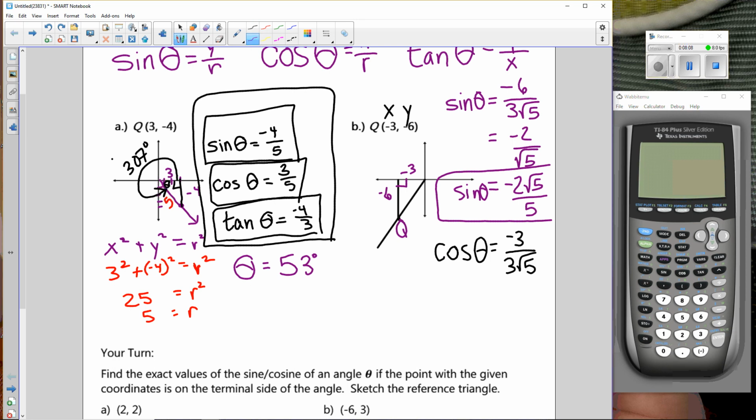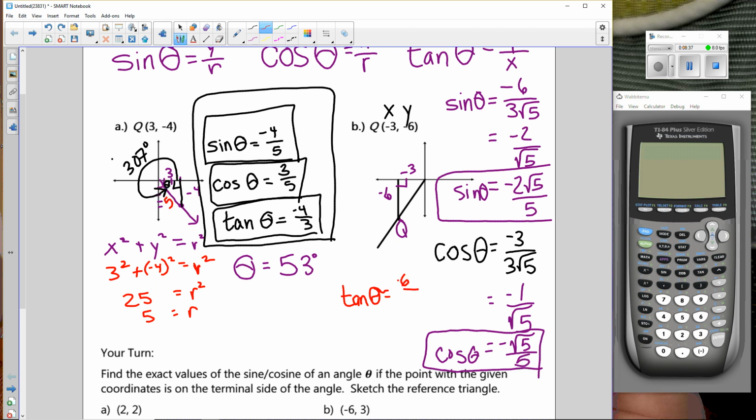Cosine is going to be -3 over 3 radical 5, which reduces to -1 over radical 5 when we rationalize the denominator. That's going to give you negative radical 5 over 5. So that's cosine. And then tangent's much quicker because there's no radicals for tangent in this case because it's y divided by x. So that's just -6 divided by -3, which is +2. So that's the tangent value.